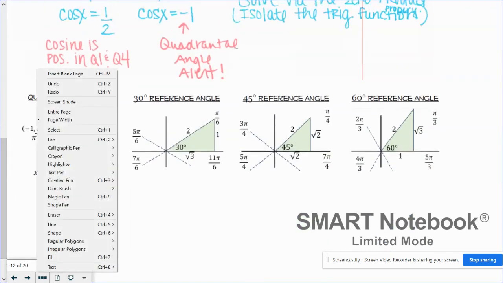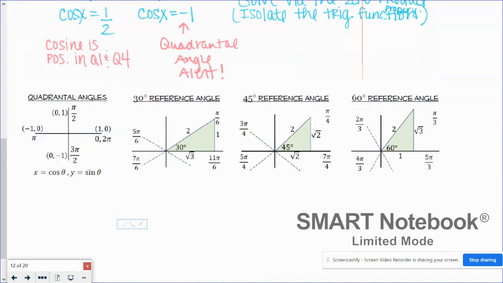Let's start with that quadrantal angle because there's really not a lot of work there. We have that cosine x is equal to -1. Remember, when it comes to our quadrantal angles, cosine is the x value. So do you see where your x's are equal to -1? Right here at pi. So the answer to this part of our equation is just pi.